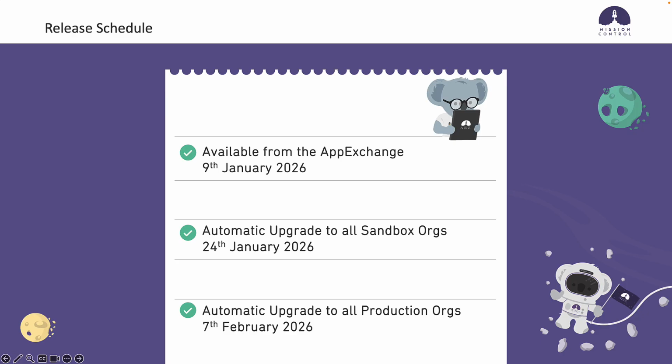So when is this new version available? It's available from the App Exchange as of the 9th of January, so you can go and manually upgrade if required. We will be automatically upgrading all sandboxes on the 24th of January, and we'll be automatically upgrading all production orgs on the 7th of February.